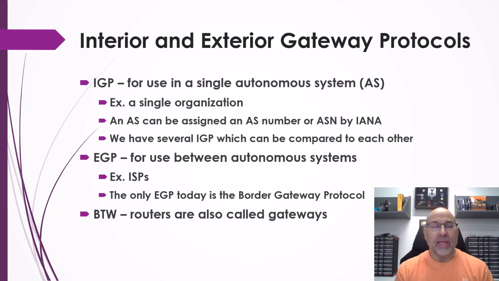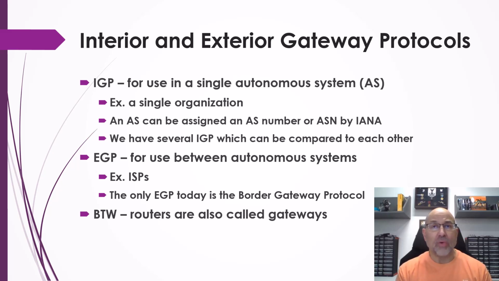All right. Now, an exterior gateway protocol is used between autonomous systems. The only exterior gateway protocol that we have is the Border Gateway Protocol, or BGP4. It's the one that runs on the internet. It's also been tasked to run in data centers where there are lots and lots and lots of networks.